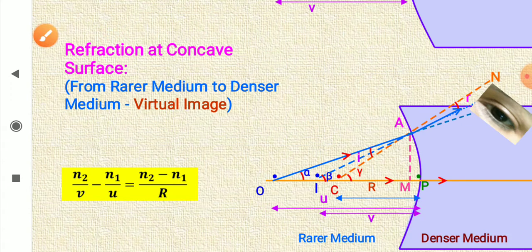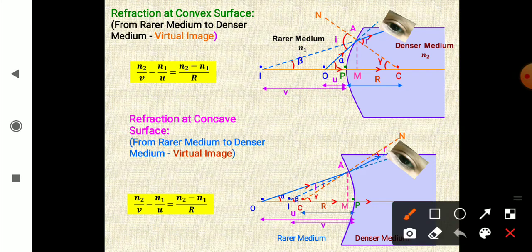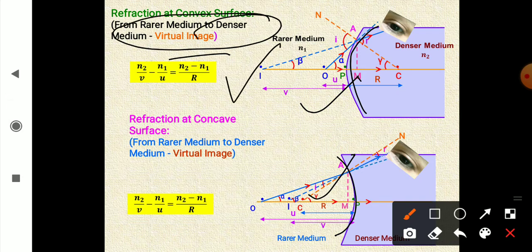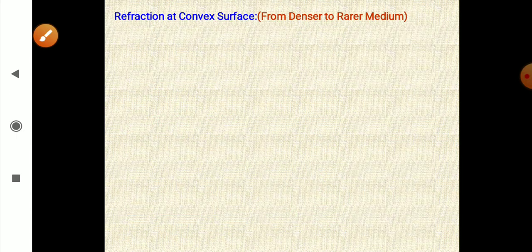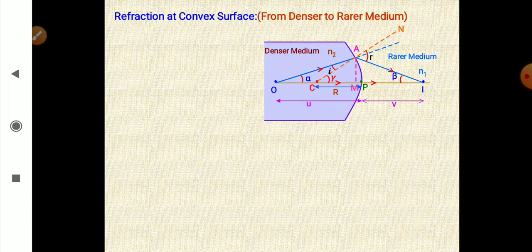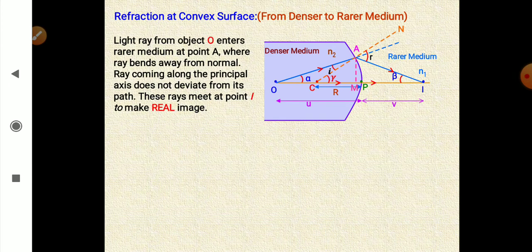So we arrive at a situation that whatever be the shape of the surface, whether it is convex or concave, or the image may be real or virtual, when refraction takes place from rarer medium to denser medium, you always get the same relation. You have to do these derivations also following the same method. And now we will take refraction at a convex surface from denser to rarer medium. Now the object will be in the denser medium.